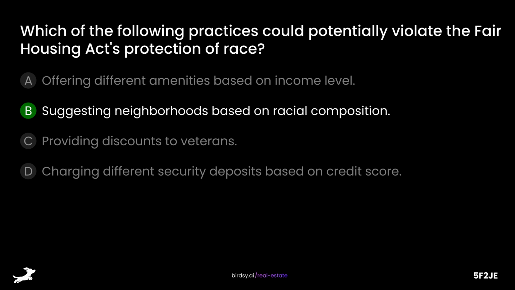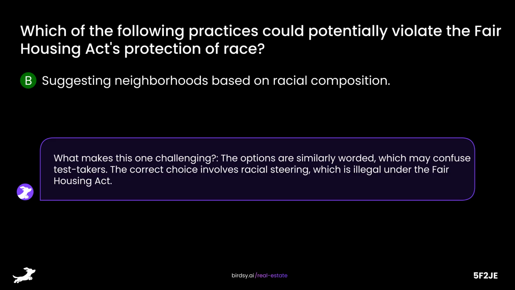The answer is B. Suggesting neighborhoods based on racial composition. What makes this one challenging? The options are similarly worded, which may confuse test takers. The correct choice involves racial steering, which is illegal under the Fair Housing Act.